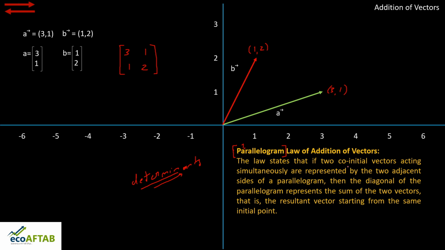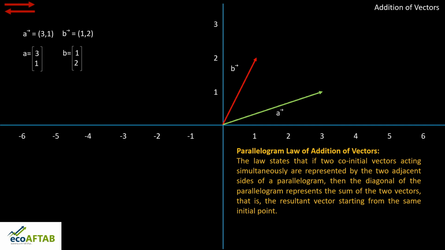Now what does the parallelogram law of addition of vectors say? The law states that if two co-initial vectors, initially there are two vectors, that is what co-initial vectors are, acting simultaneously, are represented by two adjacent sides of a parallelogram. So this will be the adjacent side, and for this here it will be the adjacent side, something like this. So this forms our parallelogram. Now it will be more clear.